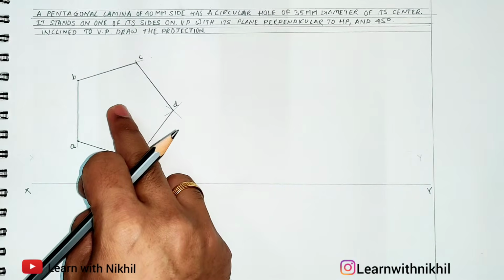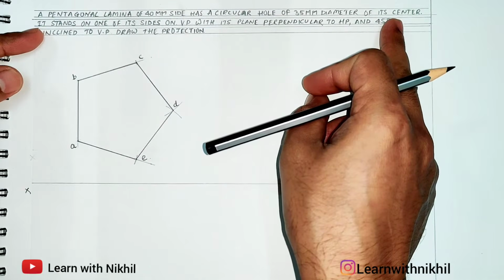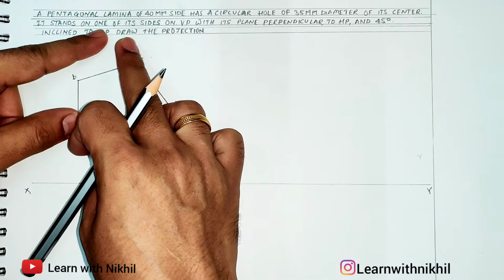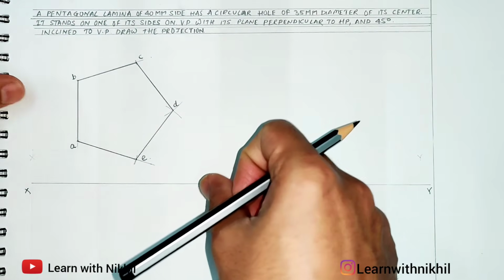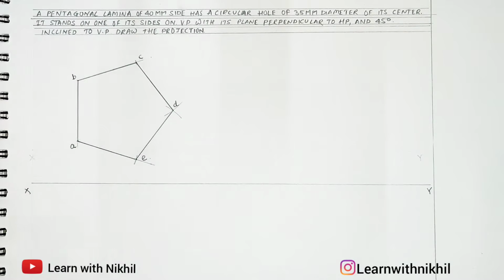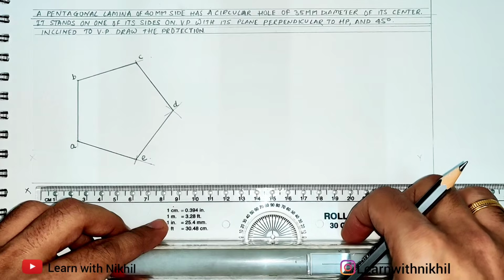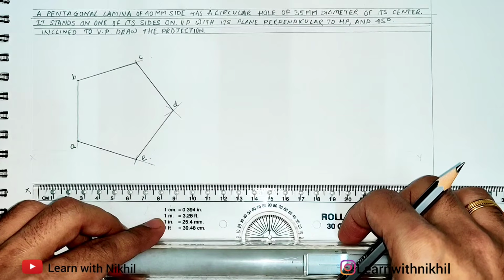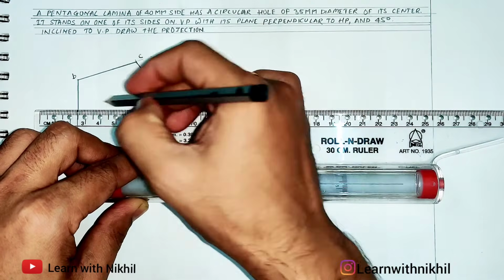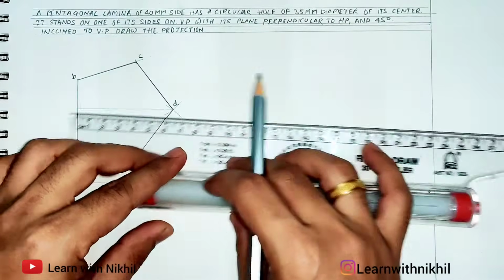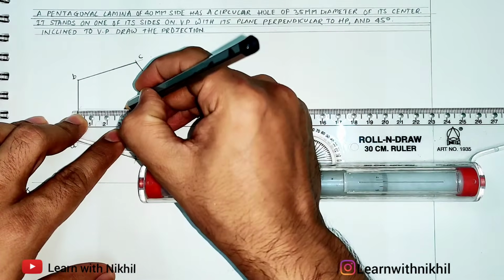Now further the question says it has a circular hole at the center. The diameter given is 35 millimeter. So to draw that, we will find the center point of this pentagon. You can join all the sides to the center of the opposite line, or you can simply draw one line and you can find its center point. So I am drawing this light line here, and we will find the center point of this line. That will be the center point of the circle.